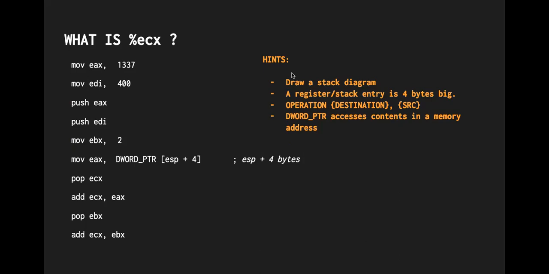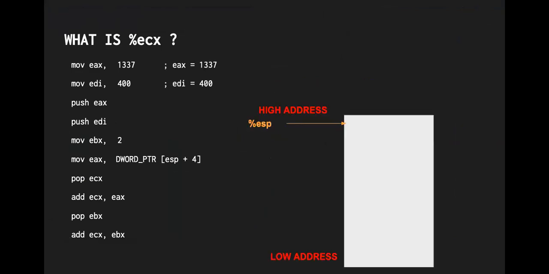What does the first 2 lines do? Any ideas? Values in the register. Right. So EAX is now equal to 1337. EDI is now equal to 400. Anyone want to tell me what the stack looks like after push EAX? Make one value for 1337? Yeah. And what happens to ESP?